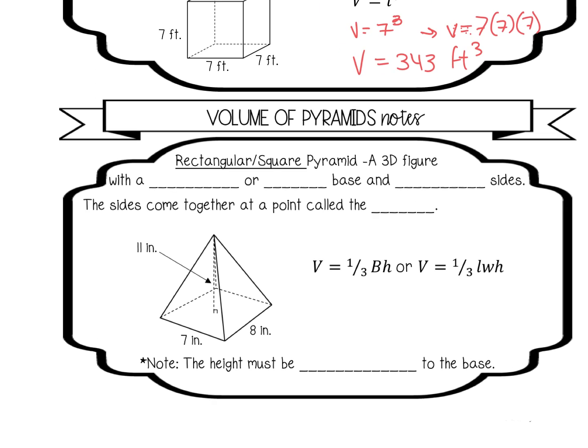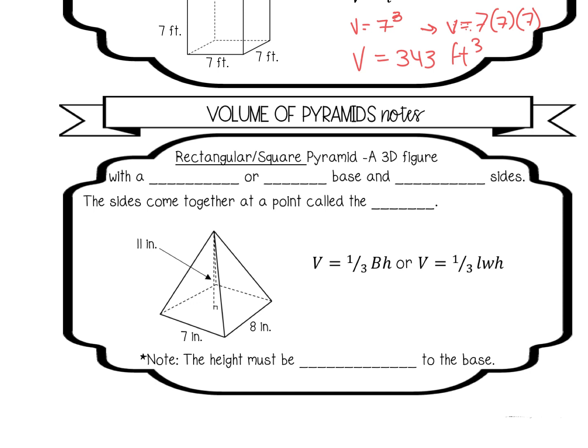So we have the volume of a pyramid. Rectangular or square pyramids are 3D figures with a rectangular or square base and triangular sides.